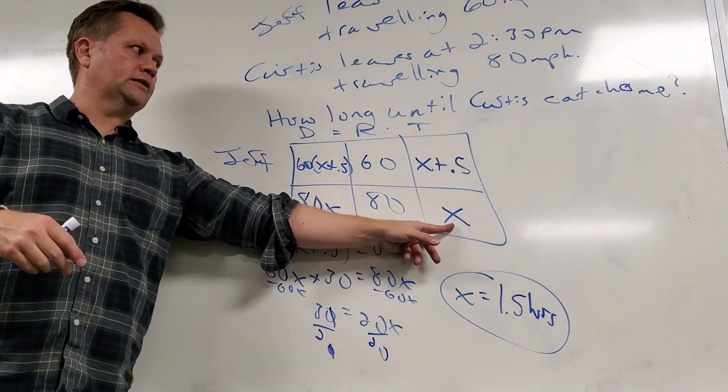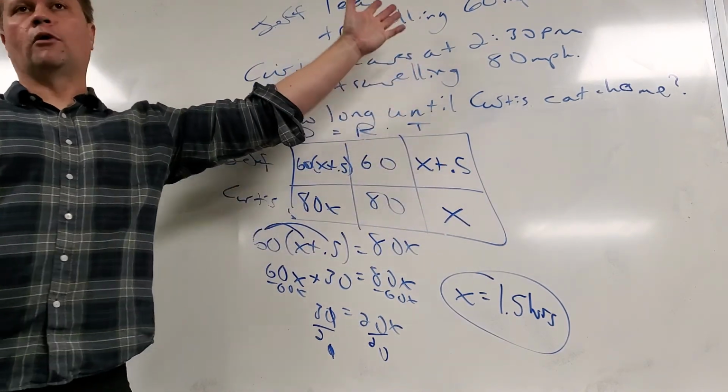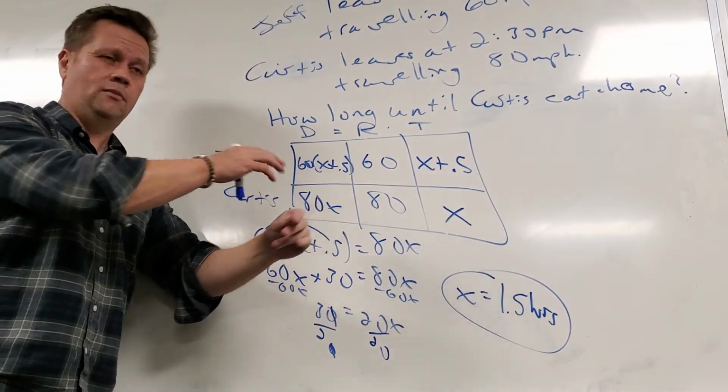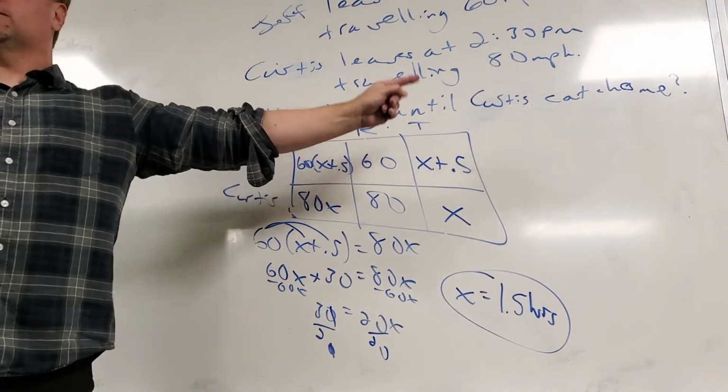So I put X there because it's Curtis, and then I got to figure out, well, how's mine related to it? Half an hour more. I've been on the road since 2. And the minute you've got 2 of these boxes filled in, you can fill in the last one using the equation.